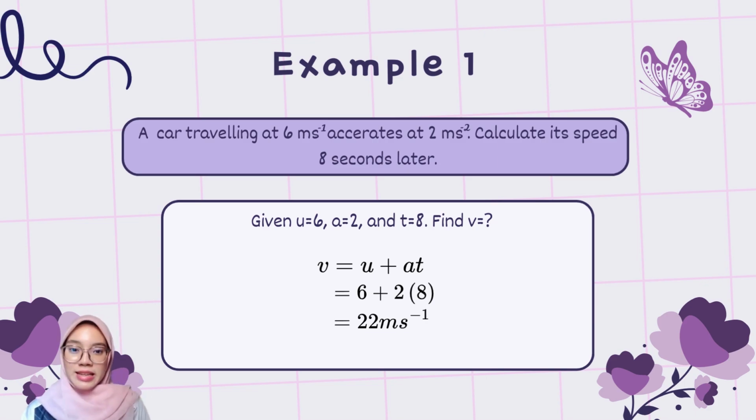Now let's look at example 1. A car traveling at 6 meters per second accelerates at 2 meters per second squared. Calculate its speed 8 seconds later. So given u is 6, a is 2, and the time is 8. Now let's find v, which is the final velocity. We can use the formula v equal to u plus at, and we substitute the values, which is 6 plus 2 times 8, and we will get the final velocity, which is 22 meters per second.